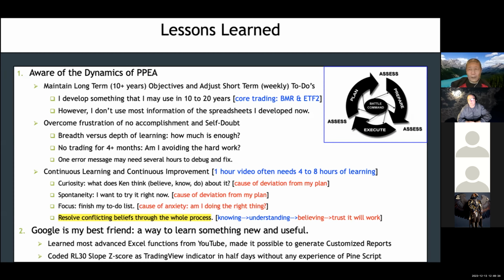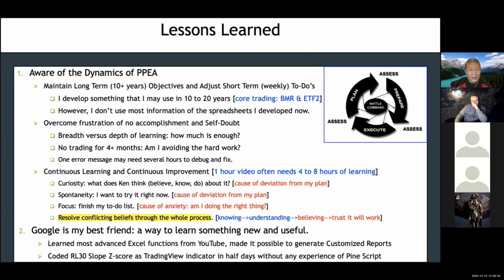Not accomplishing anything, just working cell by cell. One mistake may take me a couple hours or days to fix. That's certainly going to make me nervous. The other thing I can say is continuous learning and continuous improvement. 4 weeks ago, my spreadsheet was not like what I presented today.